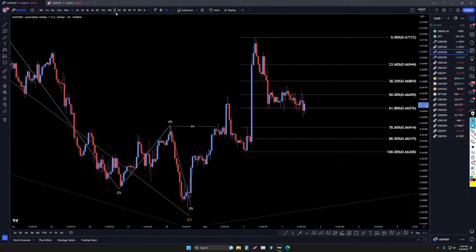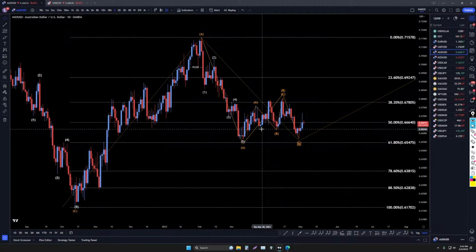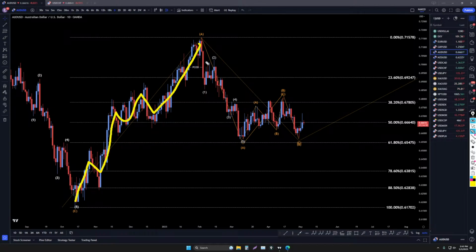Now, the Aussie dollar has finally found a little bit of strength, which is good because we've been expecting this for quite some time. I still think this whole move up right here is probably all part of a wave A. This looks like a 1, 2, 3, 4, 5 of A. This looks like an A, 3 waves down for the B, and another move up for the C, so A, B, C of B. Then it looks like a 1, 2, 3, 4, 5 of wave C.